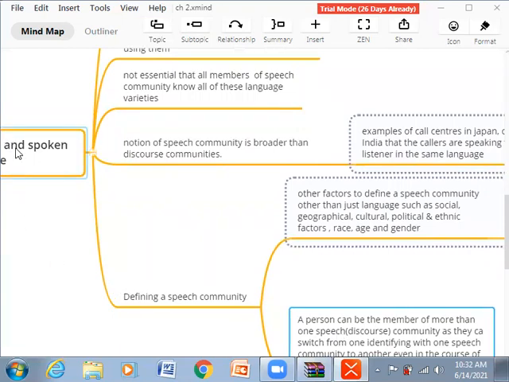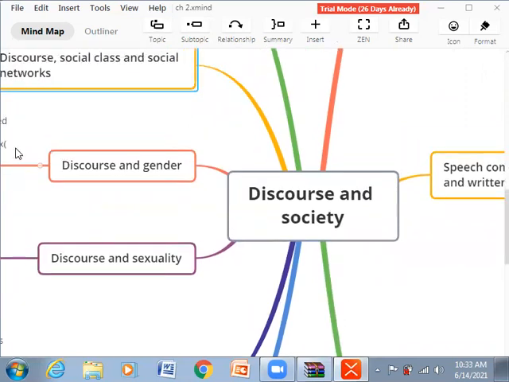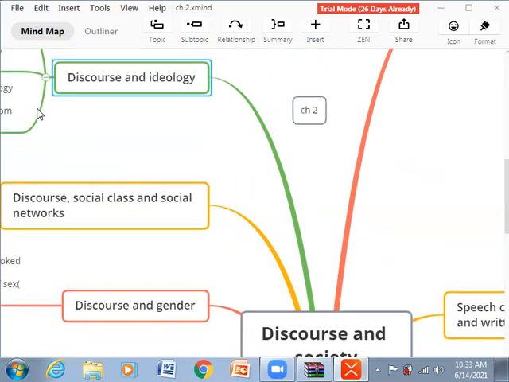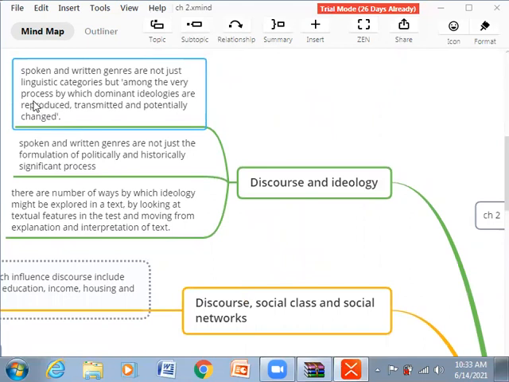Okay, go for the next point: discourse and ideology. Spoken and written genres are not just linguistic categories, but among the very processes by which dominant ideologies are reproduced, transmitted, and potentially changed. Spoken and written genres are not just the formulation of politically and historically significant processes. There are a number of ways by which ideology might be explored in a text, by looking at textual features in the text and moving from explanation to interpretation of the text.